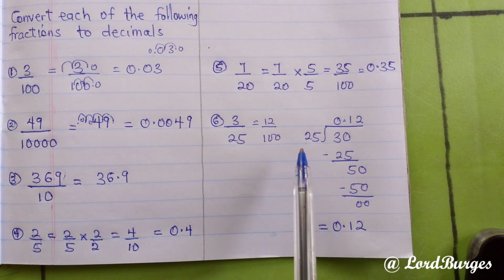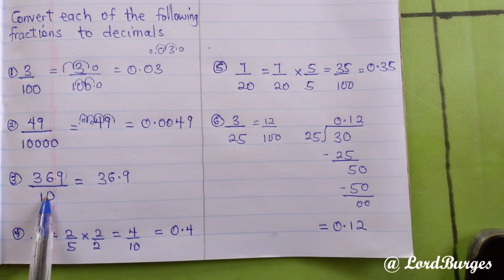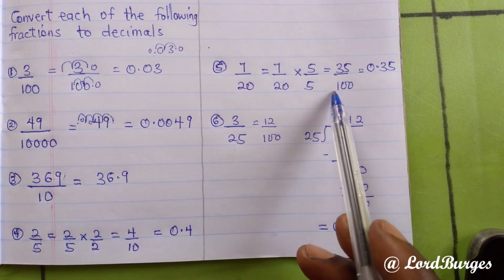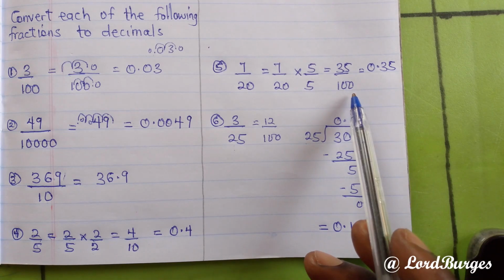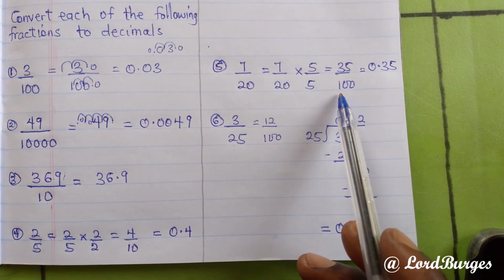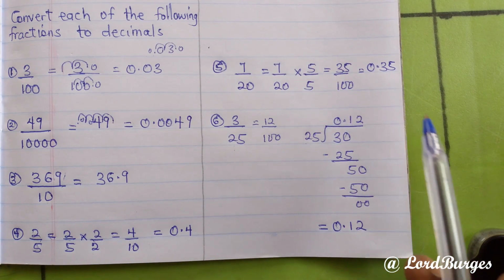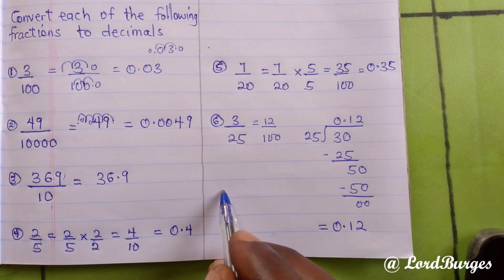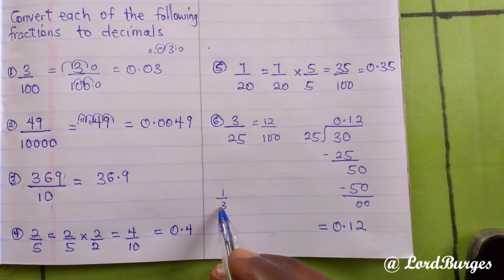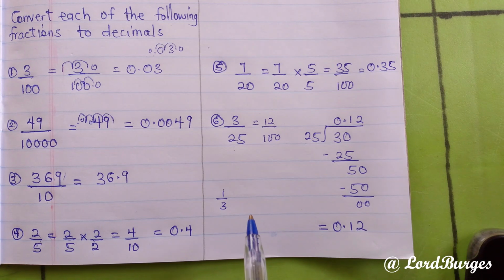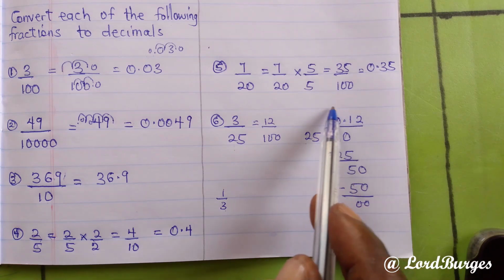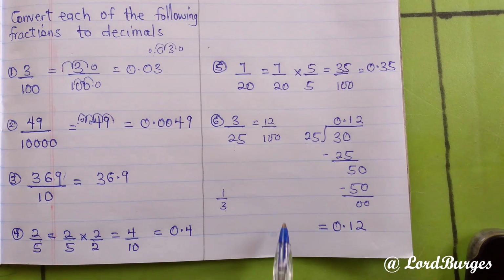But there are some numbers you can convert into 1 and 0s at the down. There are others where there is no way you can get 1 and 0 at the down. An example of such a number is 1 over 3. There is no way you can convert 3 to 1 and 0s at the down. So the surest way is to use the long division.